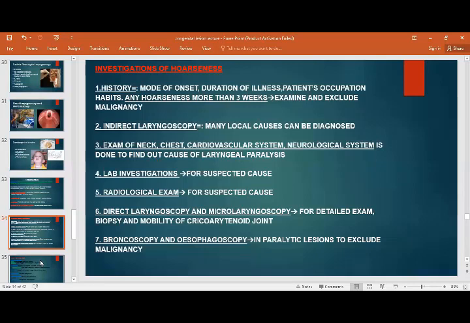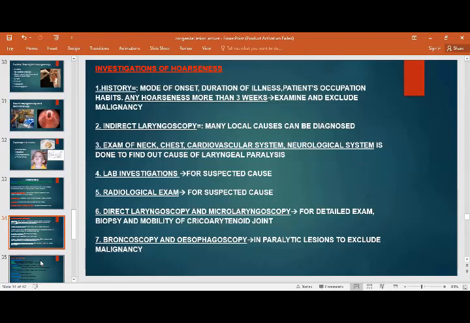Whenever a patient comes to our clinic, we will go for simple tests like indirect laryngoscopy. It's a very important test, and we can easily diagnose a local cause, whether it is a vocal cord nodule, a polyp, or a tumor. We can easily see it. If we have a flexible endoscope, then we will get much more information with the flexible endoscope.